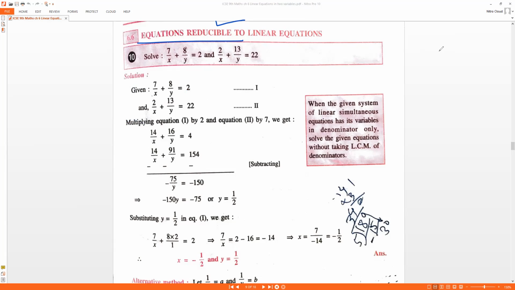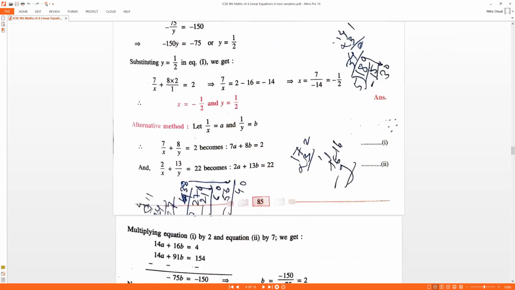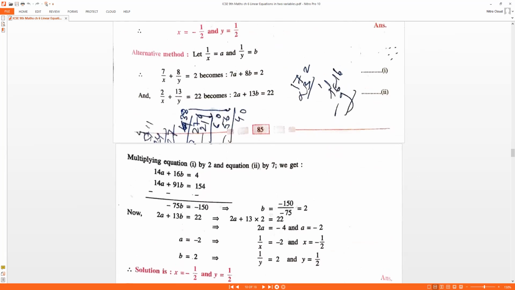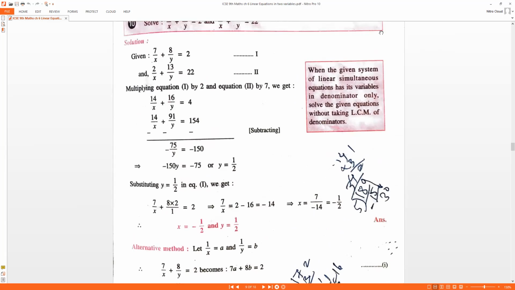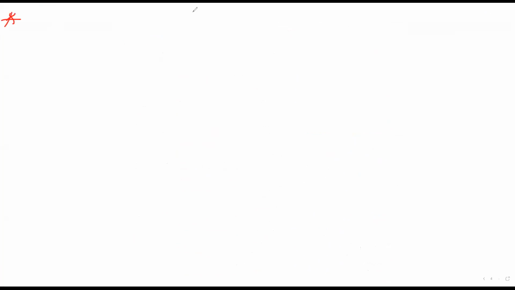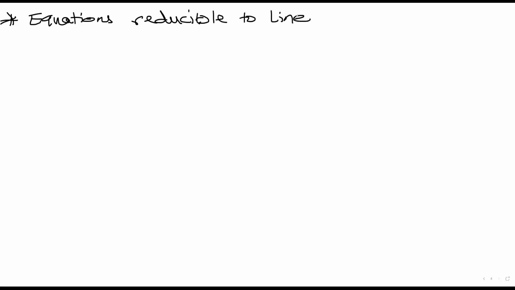Right? So let me go to the alternate method. That is what I suggest you to follow always. Okay, it's very easy. Let me go to the whiteboard and solve it for you. Okay, don't write anything right now. I'll solve this. Equations reducible to linear equations.